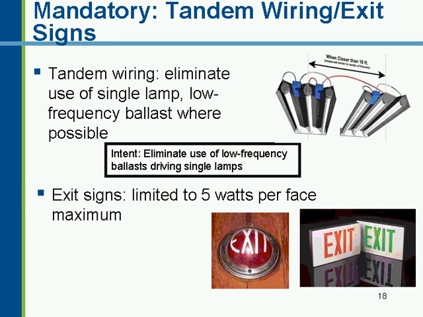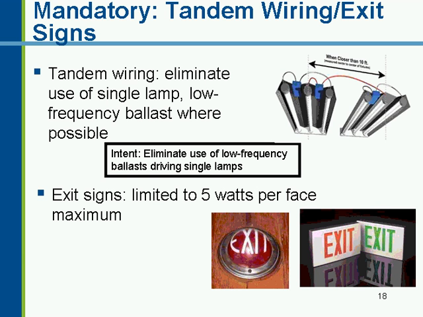A couple of other final mandatory requirements. One on tandem wiring. This has to do with the use of low frequency, typically also called magnetic ballast. As you're aware, most of these are based on operating a one or two lamp system. In a typical 3-lamp fixture, you might have two ballasts. One drives two lamps. One drives a single lamp. The problem is that a ballast driving a single lamp will have the same losses whether it's driving one lamp or two lamps. So the requirement says if you're using that low frequency ballast, you must tandem wire it so that it's driving at least its full two lamps.